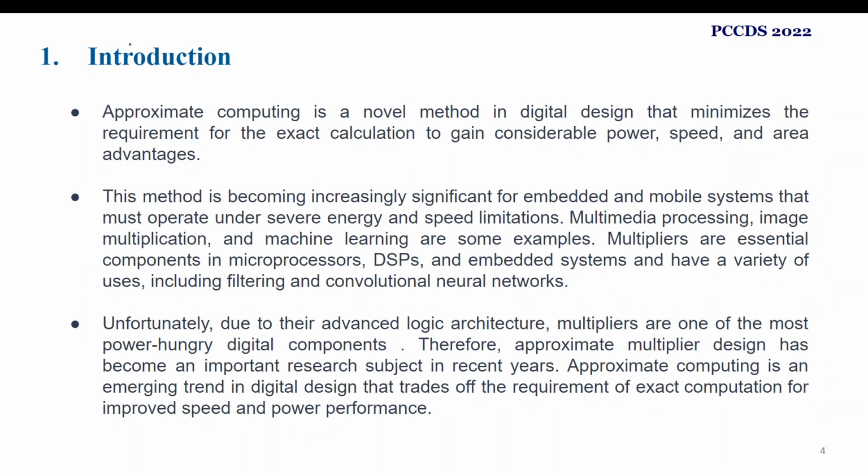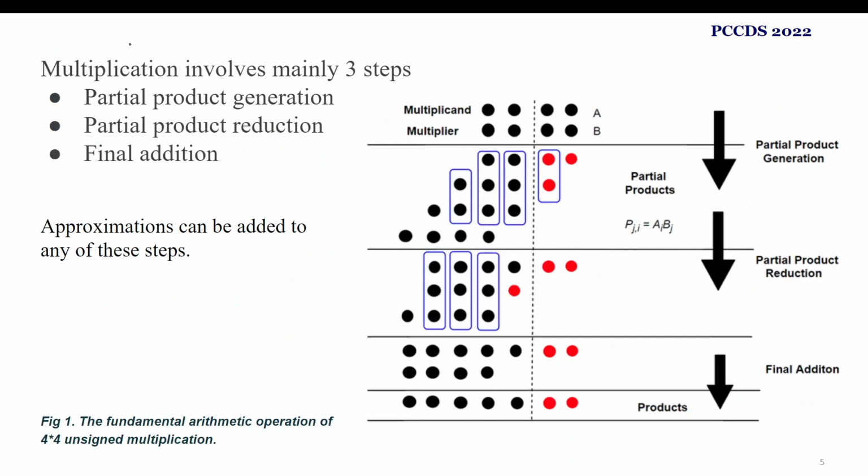So, approximate computing is a novel method in digital design that minimizes the requirement for exact calculation to gain considerable power, speed, and area advantages. Its application can be in the field of multimedia processing, image multiplication, and machine learning. Multipliers are essential components in microprocessors, DSP, and embedded systems and have a variety of uses, including filtering and neural networks. But due to advanced logic architecture, multipliers are one of the most power-hungry digital components. Therefore, approximate multiplier design has become an important research topic in recent years. Multiplication involves mainly three steps, that is partial product generation, partial product reduction, and final addition. Approximation can be added in any of these steps.